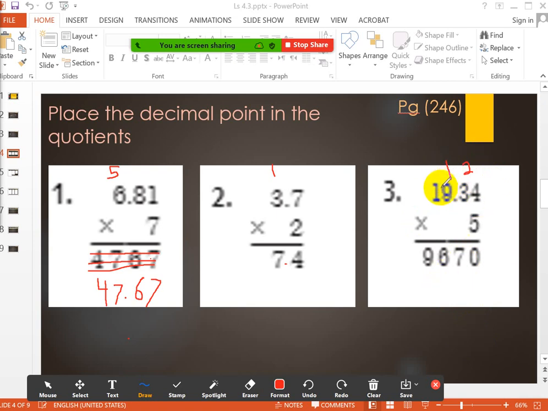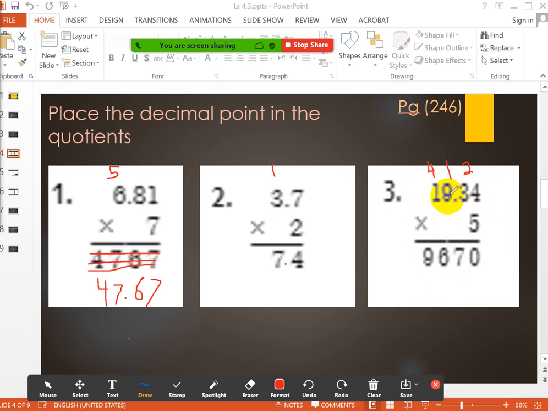5 multiply 9 equals 45. Very good. Plus 1 equals 46. So I put 6 here and 4 above the 1. Continue. 5 multiply 1 equals 5, plus 4 equals 9.